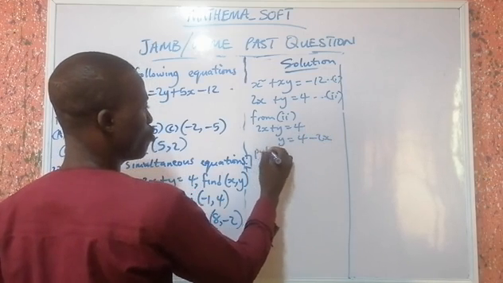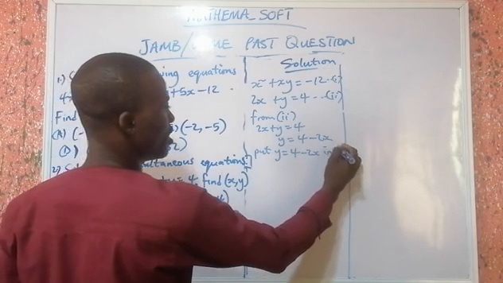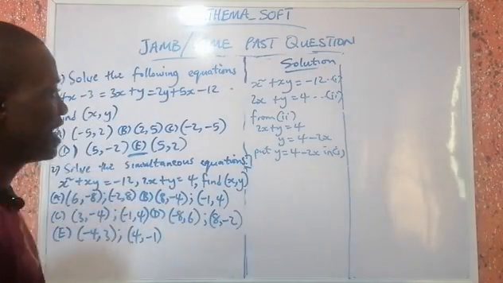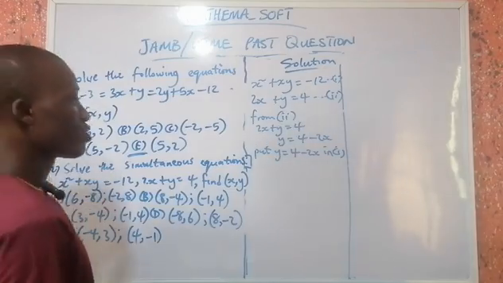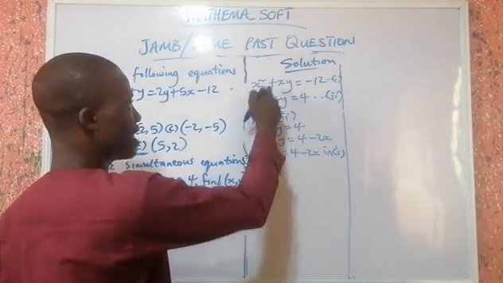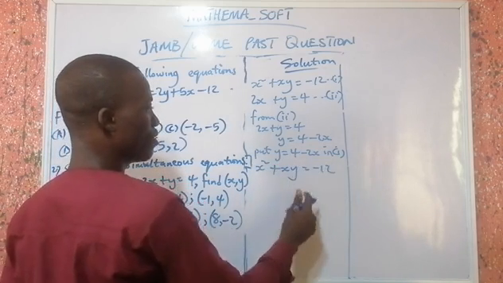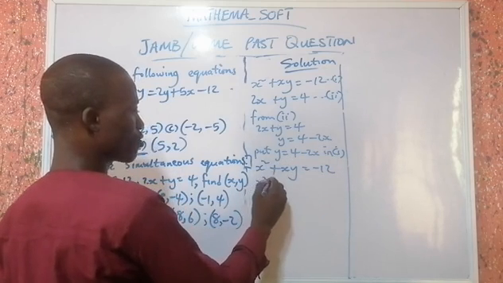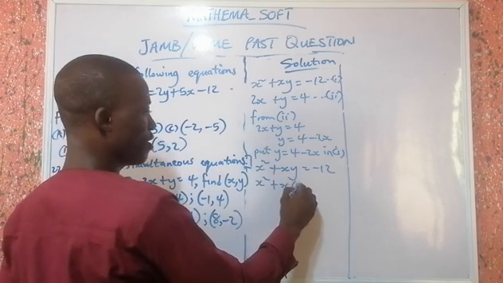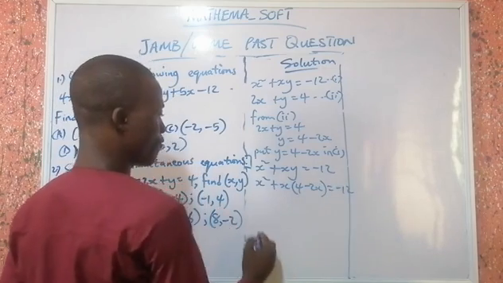So I can now say put y equals 4 minus 2x in equation 1, because I generated this from equation 2. So I will substitute it in equation 1. What my equation 1 states is that x squared plus xy equals minus 12. So instead of y, I'm putting 4 minus 2x. So I have x squared plus x bracket 4 minus 2x equals minus 12.